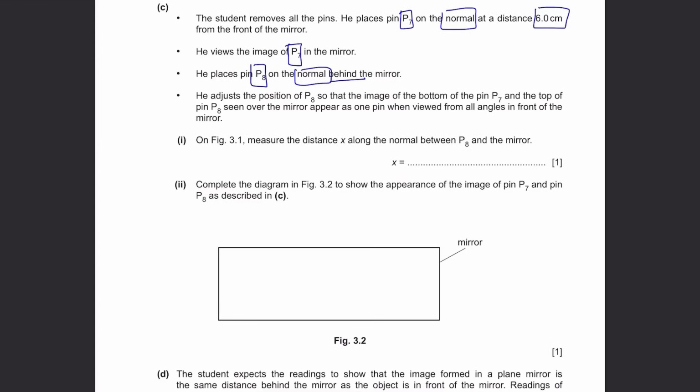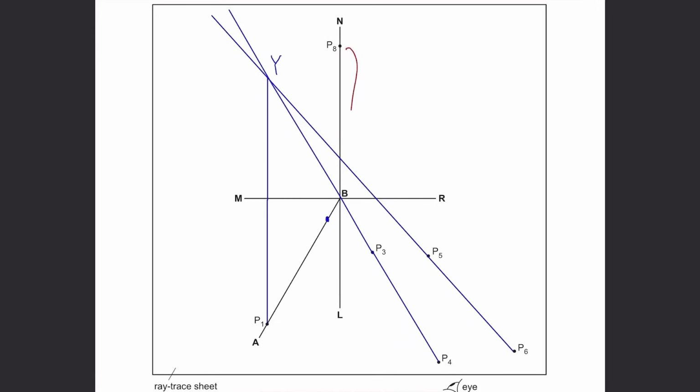He adjusts the position of P8 so that the image of the bottom of the pin P7 and the top of pin P8 seen over the mirror appear as one pin when viewed from all angles in front of the mirror. On figure 3.1, measure the distance x along the normal between P8 and the mirror. Simple question, just measure it with your ruler and put your unit as cm, since the question kept using cm as well. I got 6.2 cm.